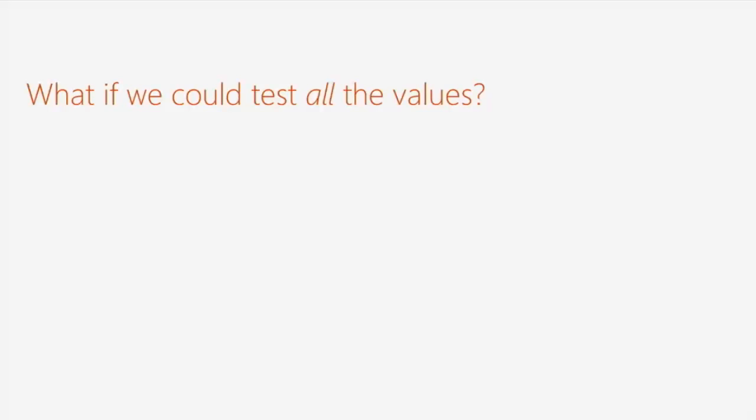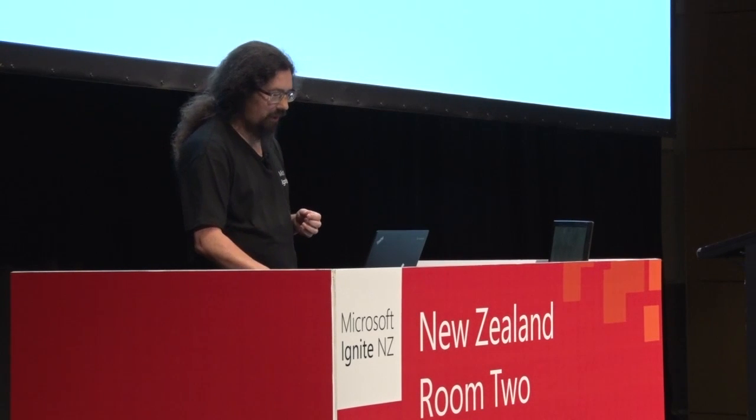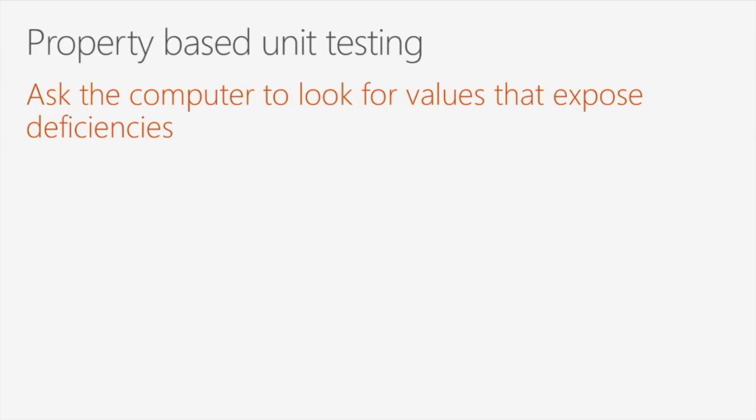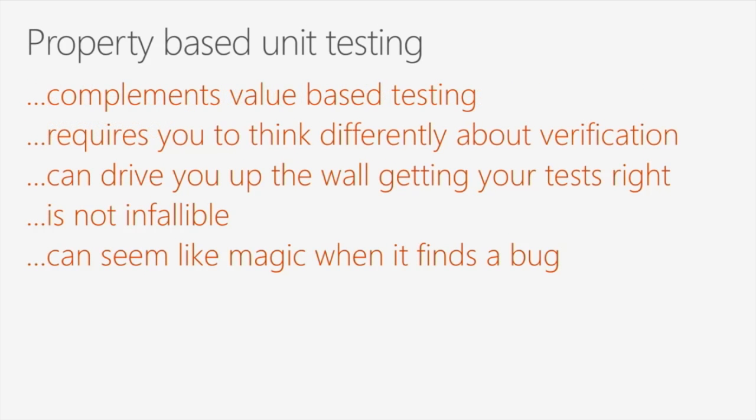What if we could test all of the values? Well, we might need a bigger computer. But that might be a bit expensive. What we can do is we can ask the computer to try lots of values very quickly and look for ones that expose flaws. We call this property-based unit testing.